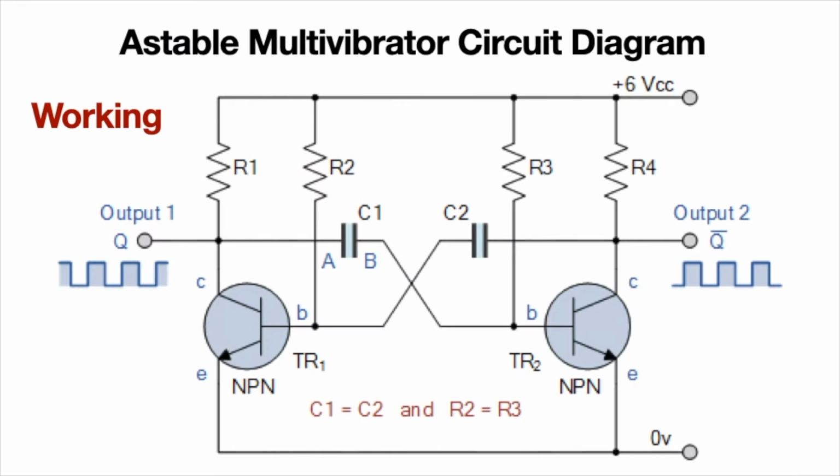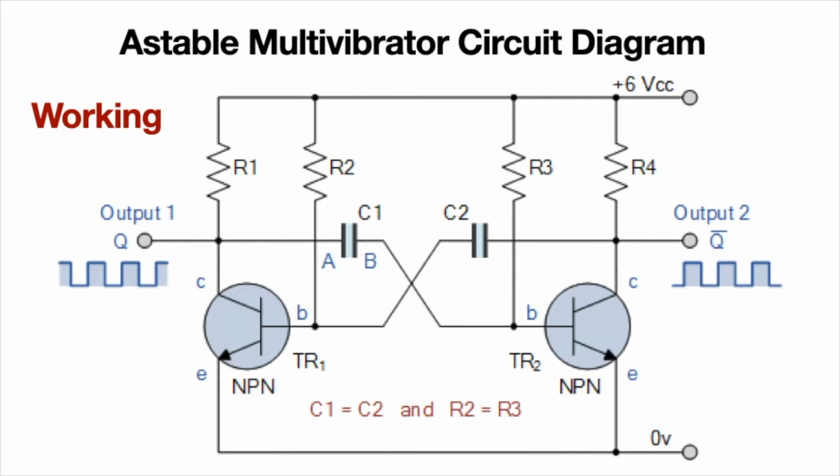Going ahead, to understand the working of the Astable multivibrator circuit, first of all, initially let us consider that there is no power supply given to this circuit, right? So at that time, both the transistors will be in the off state.